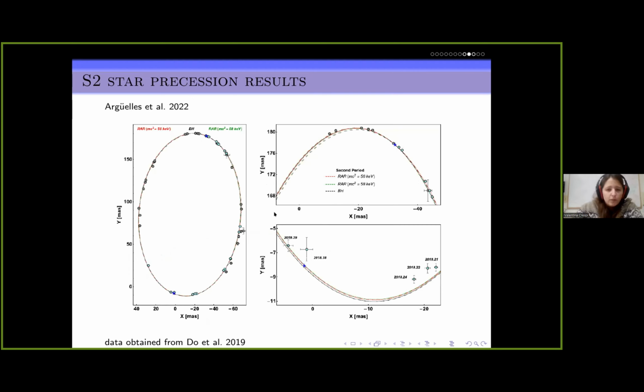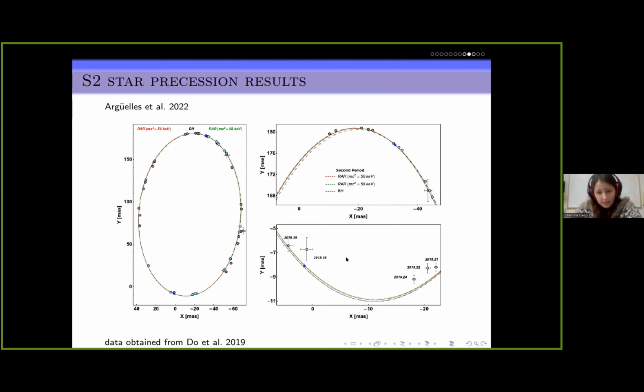Here we show the orbit of the S2 star in the plane of the sky. This is right ascension and here the declination, for 3 different models. In red, we have a dark matter model of 56 keV, which, if you recall, has a retrograde precession. In black, the black hole, which for the S2 star gives prograde precession of about 12 arc minutes per cycle. And in green, another dark matter configuration for 58 keV, which also has prograde precession. In these right panels, we can see a zoom of the pericenter passage and above, the apocenter passage.